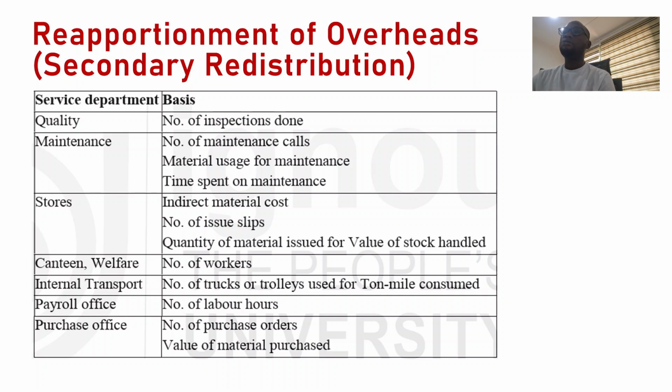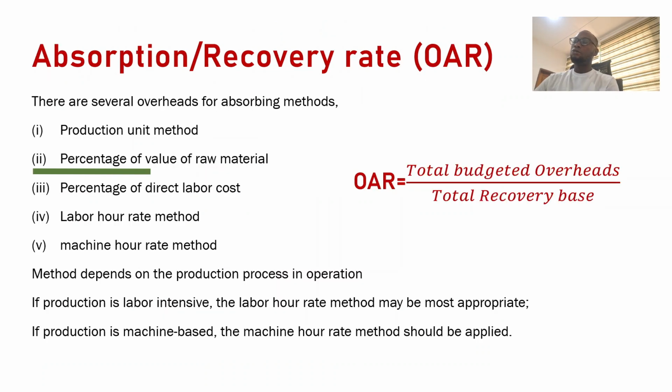Then the maintenance department, the stores department, the canteen or welfare that I explained earlier, the internal transport, payroll office, pictures office, all these are service departments to the production department. And so their costs, we can use the basis on the right to share their costs for the production department. I hope you get the understanding. Let's move on to our last.